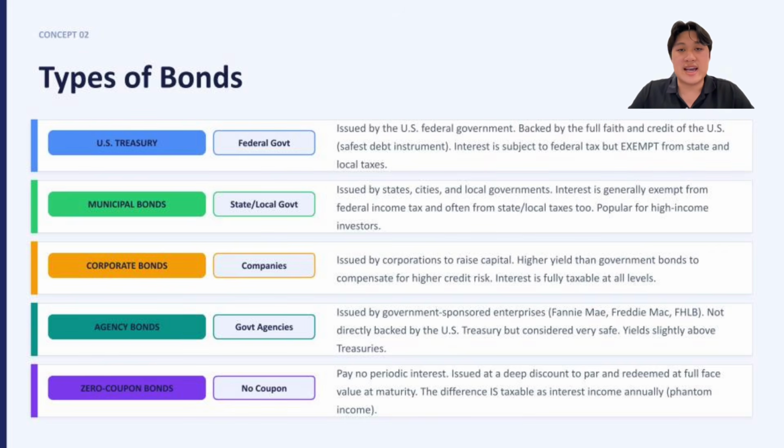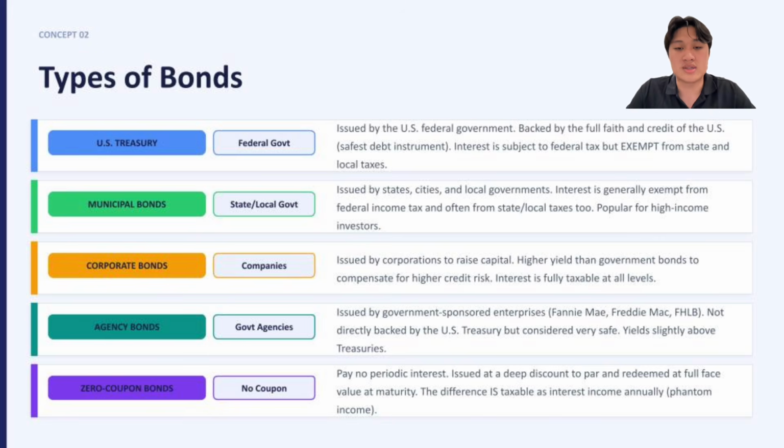Agency bonds. Agency bonds are issued by government-sponsored enterprises. Think FHLB. These are not directly backed by the US Treasury, but they are considered very safe. The yields are slightly above Treasury bonds.